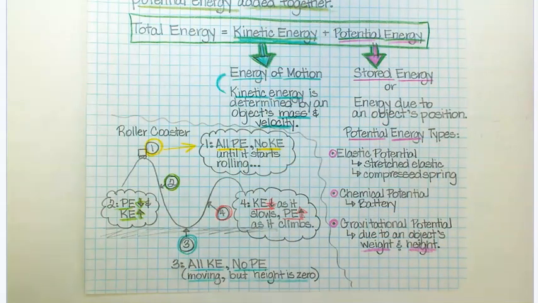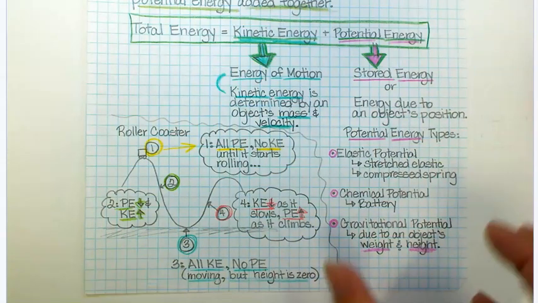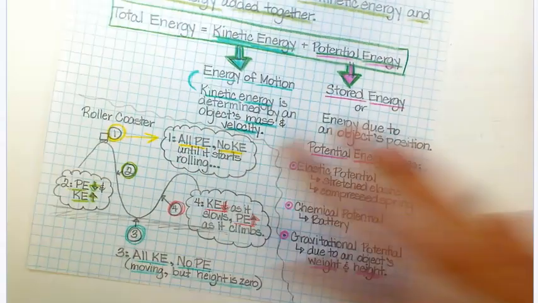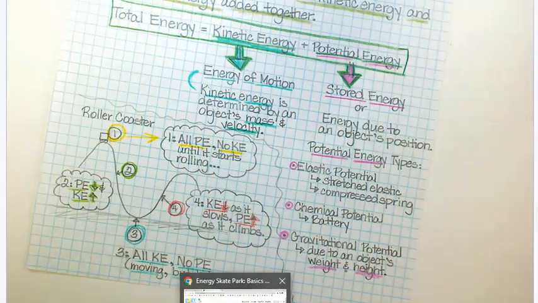Okay, whether it's a roller coaster, whether it's a person going up and down a hill on a bicycle, whatever. The relationship is that the total energy stays the same, but as one goes up, the other one typically goes down. Let me show you a very quick simulation of what I'm talking about.